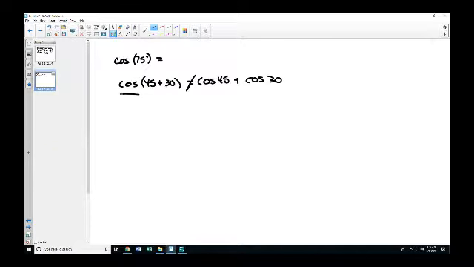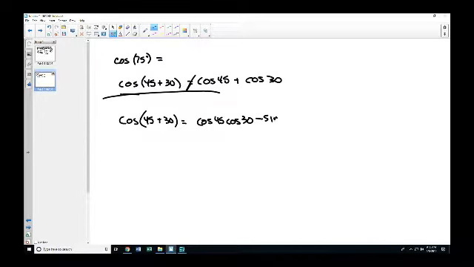You have to use the identity. So the actual identity would be this. I'm going to look just to make sure. Yeah, we got it wrong. Here we go. That's the identity.